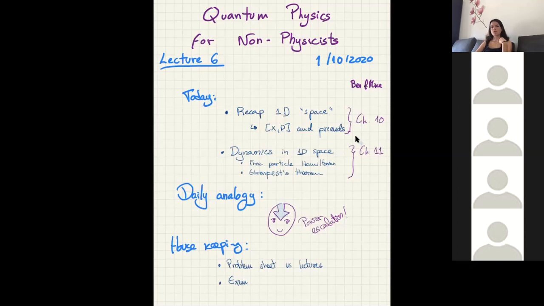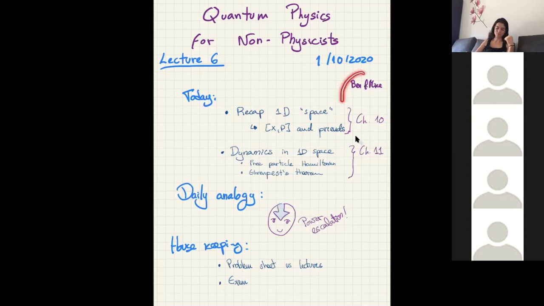And then we will jump right into dynamics in 1D space, which means we're going to take the Schrödinger equation and we're going to apply it to an actual Hamiltonian of a particle in a line. Okay, and we'll only get started with this today, and then next week we'll develop this a bit more.